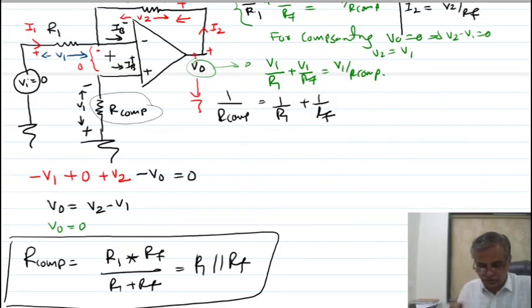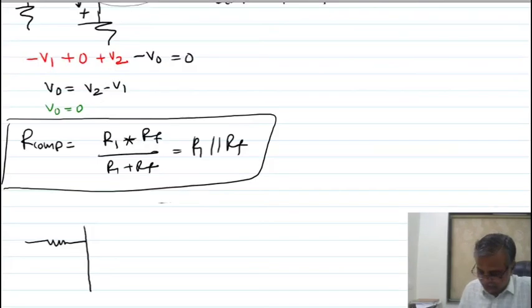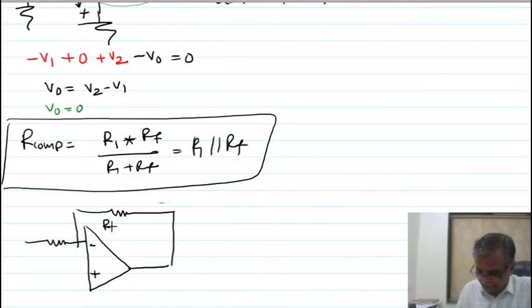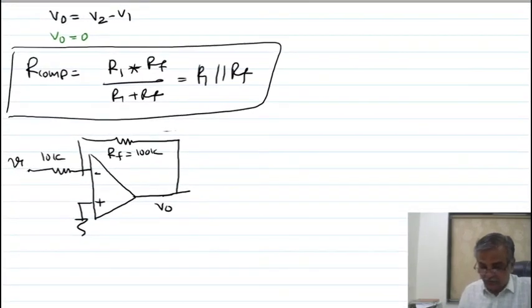See, I am just discussing this for your better understanding. This is your inverting amplifier. RF is 100K. This is your 10K. This is your VI. This is your ground. This is your VO. Now, due to bias current, some error is produced at the output. I want to reduce this error. I want to compensate. So what will I do? I will do like this.